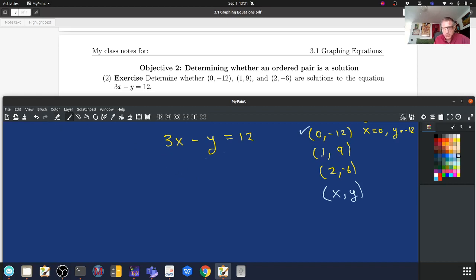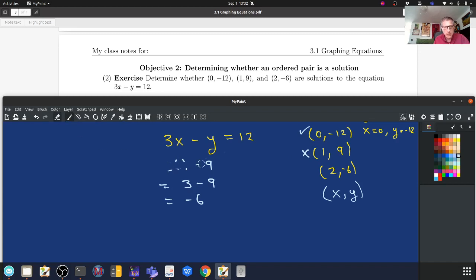So let's check 1 and 9. So 3 times 1 minus 9 is equal to 3 minus 9, which is equal to minus 6. But minus 6 is not equal to 12. This says it's going to be 12, but it's not. It's equal to minus 6. So this is not a solution.